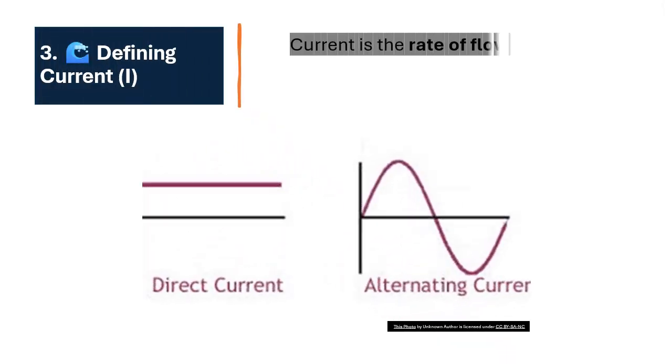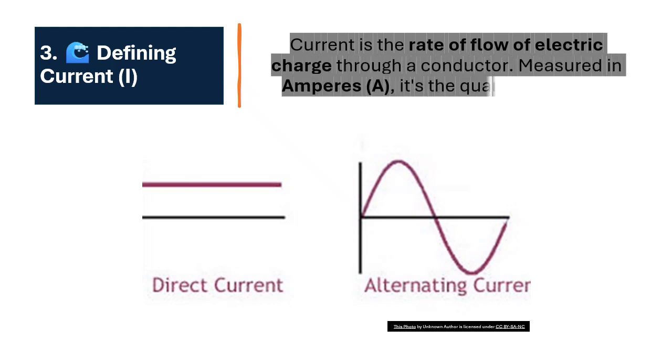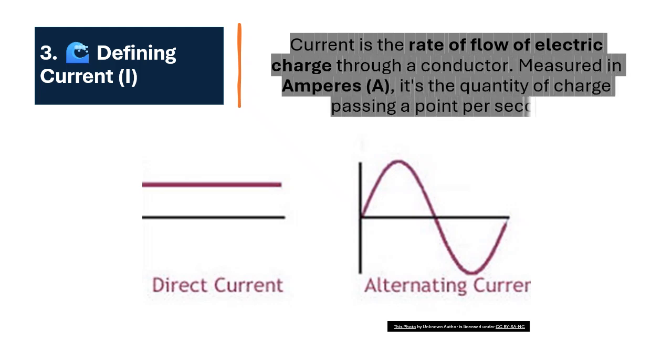3. Defining current, I. Current is the rate of flow of electric charge through a conductor. Measured in amperes, A, it's the quantity of charge passing a point per second.